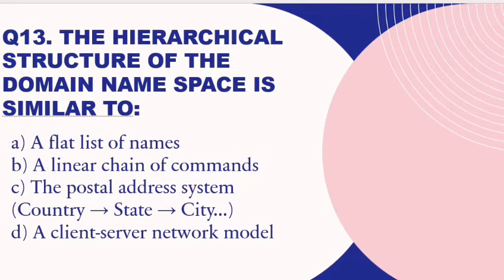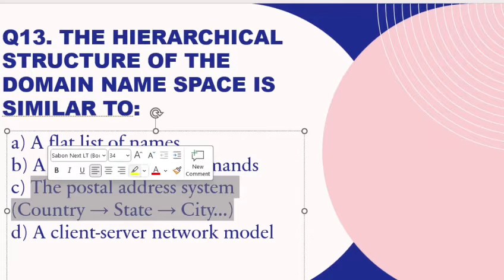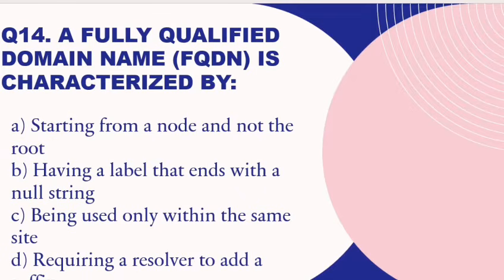The hierarchical structure of the domain namespace is similar to option A, a flat list of names, option B, a linear chain of commands, option C, a postal address system, option D, a client server network model. I hope you all have guessed the answer right. So the correct answer is the postal address system. Moving on to question number 14.